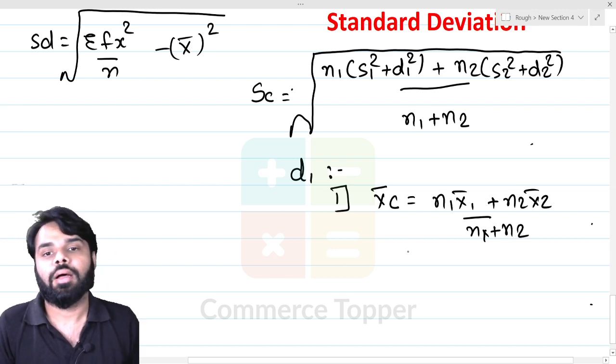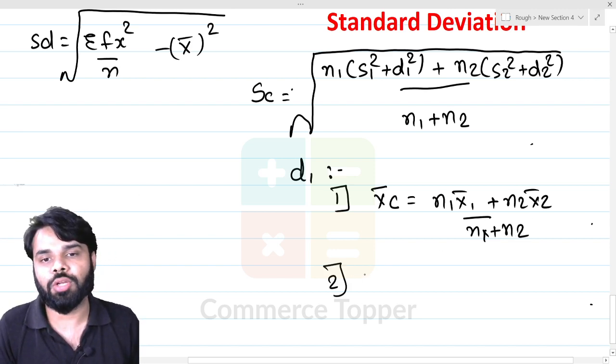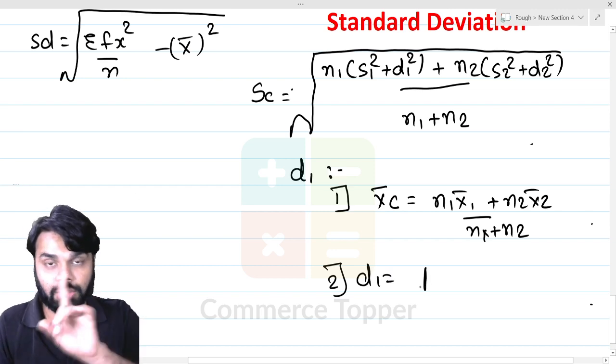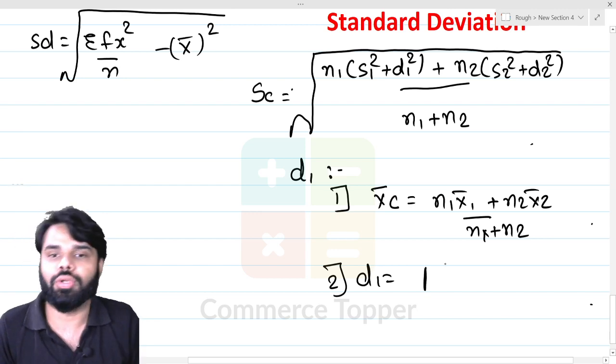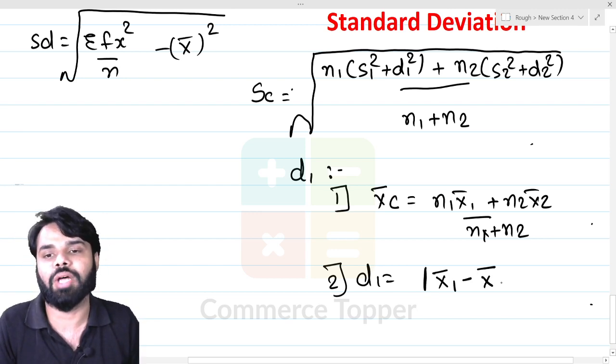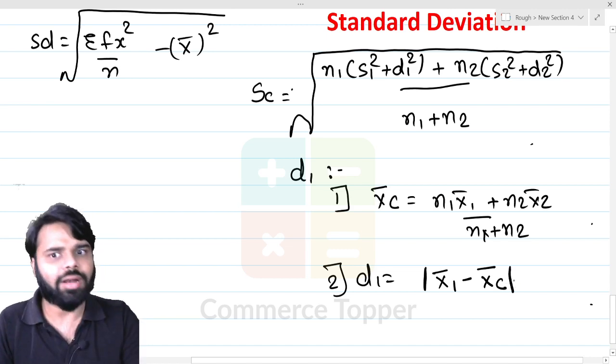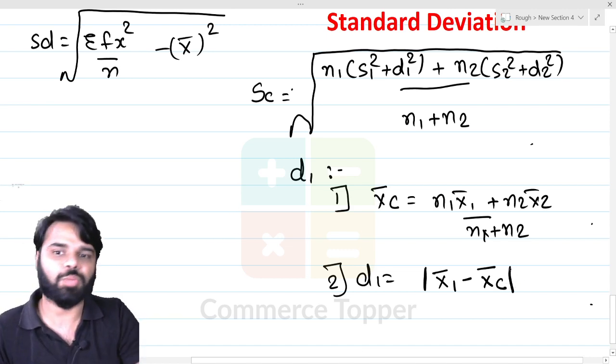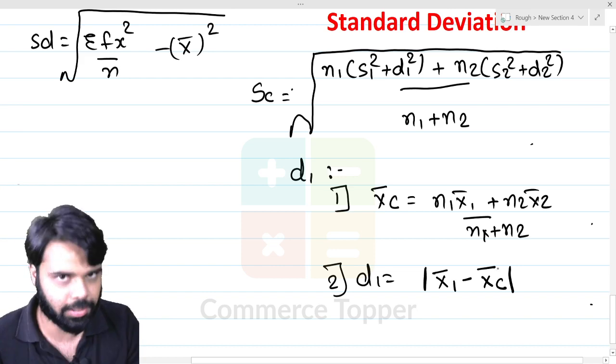Okay, and now the formula for d1 is in modulus. Keep in mind, in modulus, x bar 1 minus x bar c. You can also write x bar c minus x bar 1, it doesn't matter because it is in modulus.